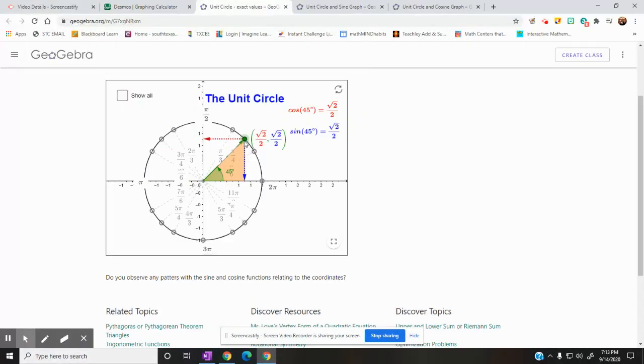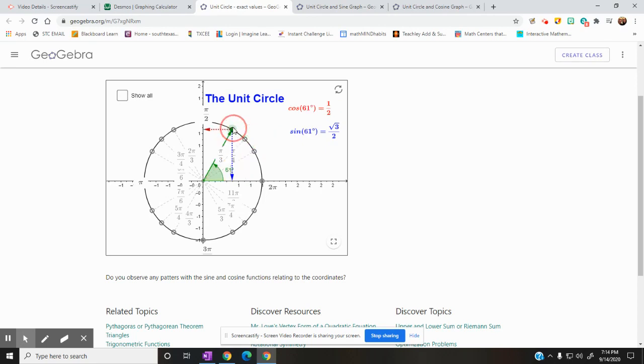So I'll give you guys one more. And you should actually see a pattern happening. We'll probably discuss this in our class session, the pattern that happens from here. Notice square root of 3 over 2 and 1/2. And then we go right here. Square root of 2 over 2 and square root of 2 over 2.